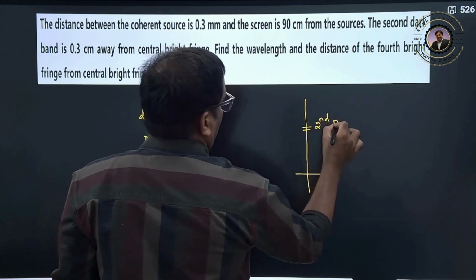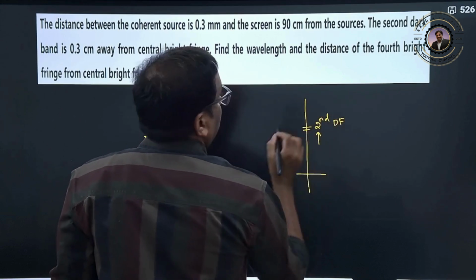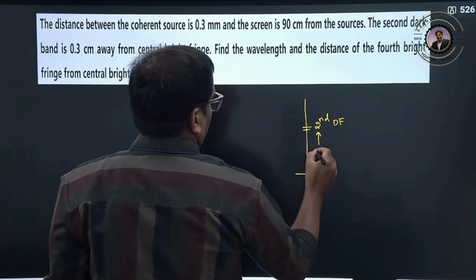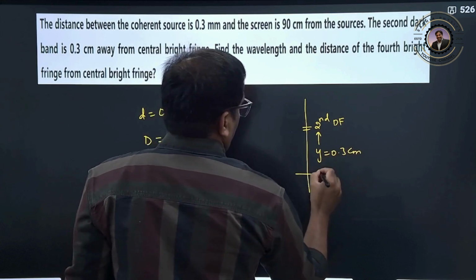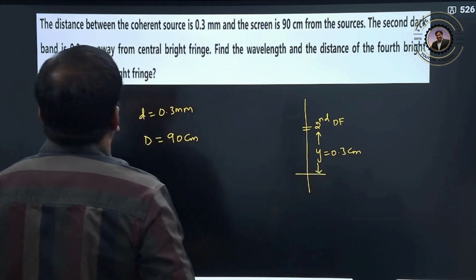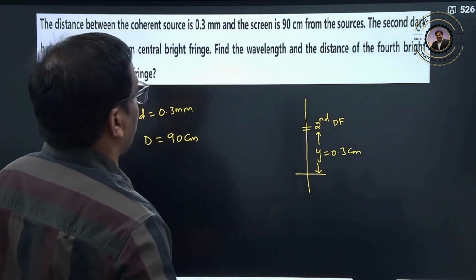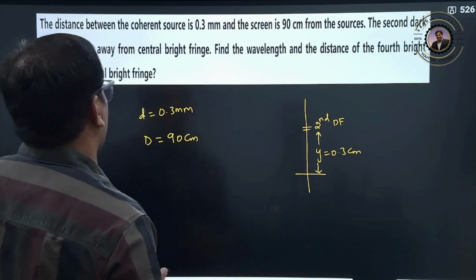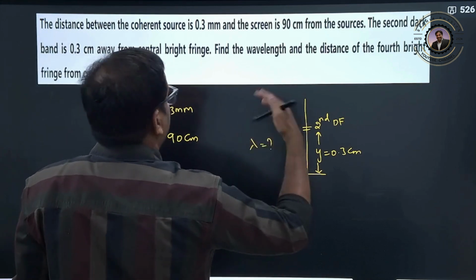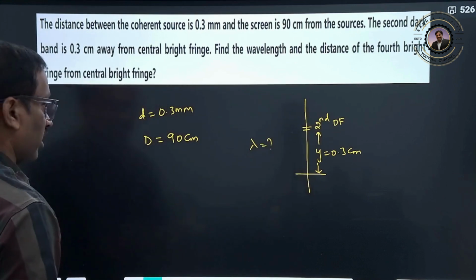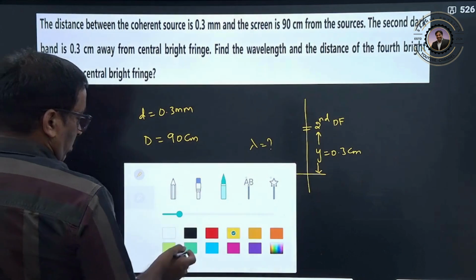Second dark fringe. He gave the distance about 0.3 centimeter away from the center. Find the wavelength and the distance of the fourth bright fringe from the central max. First of all, let us calculate the wavelength.